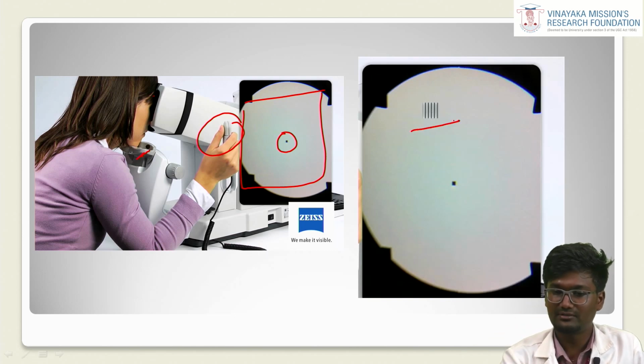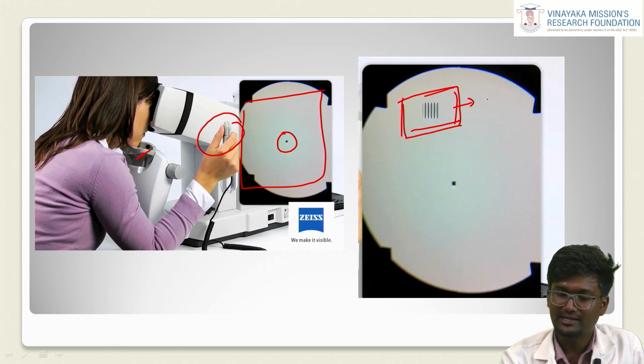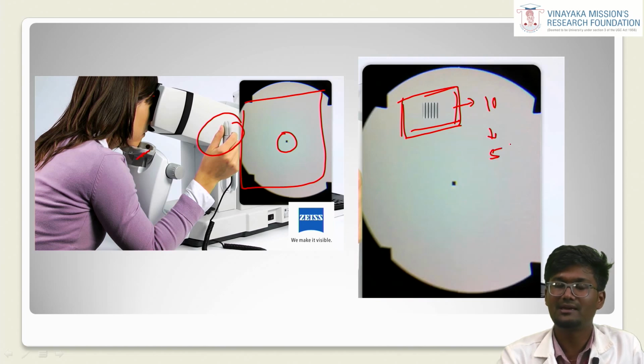In the patient view, the target will appear like this. It has a contrast level of approximately, say for example, 10 log units. If the patient responds, the next will appear as 5. If the patient doesn't respond, the contrast level will increase. As in the staircase method, this pattern also will rise.